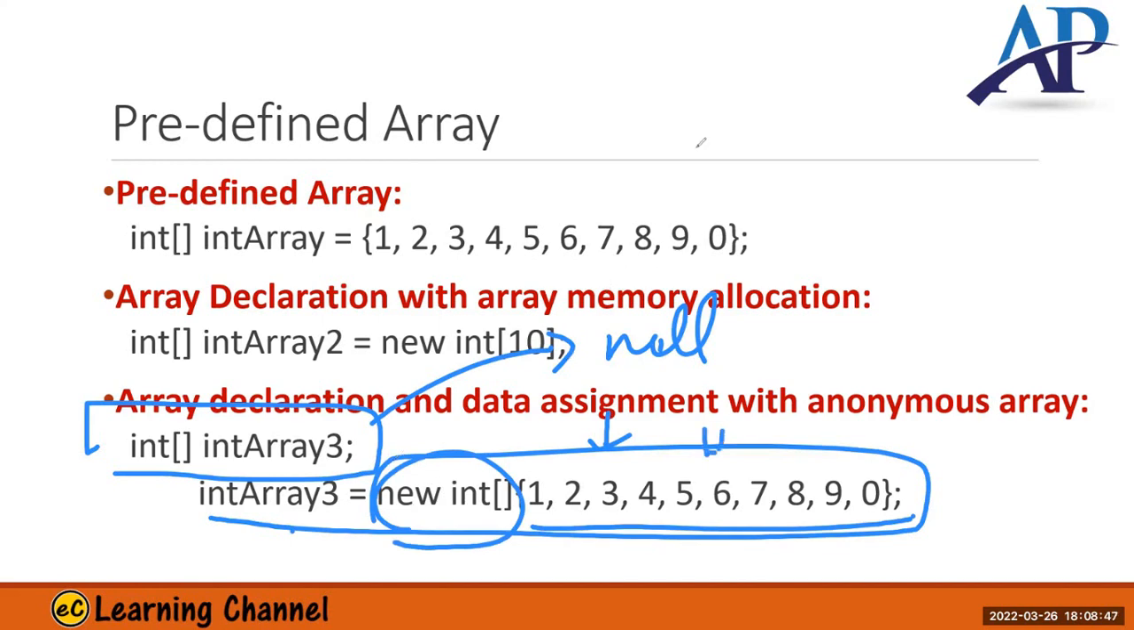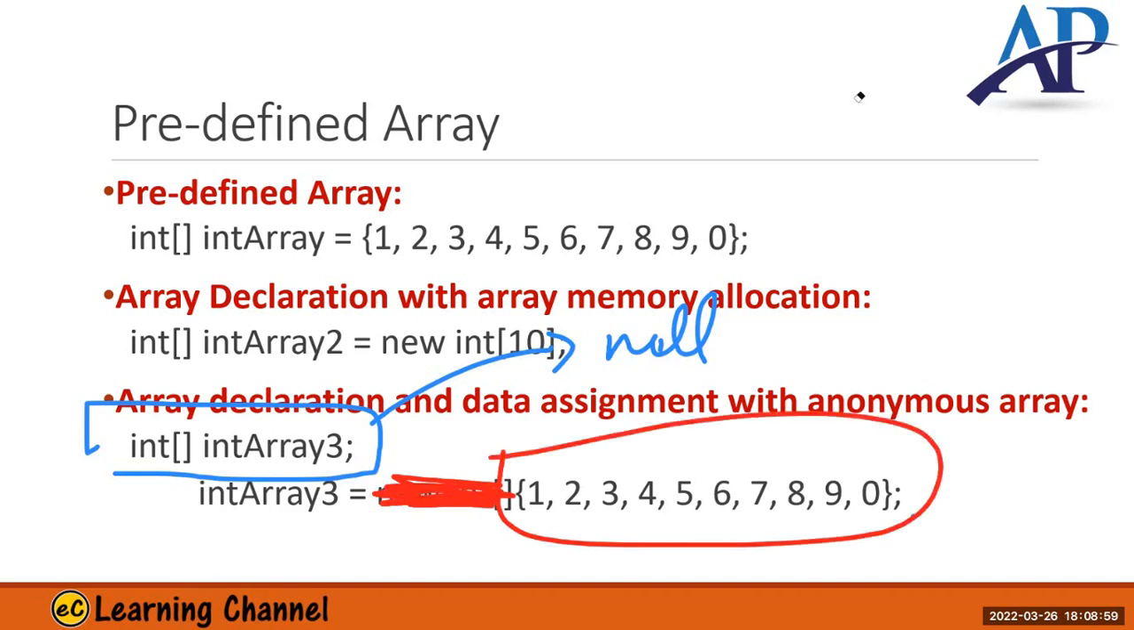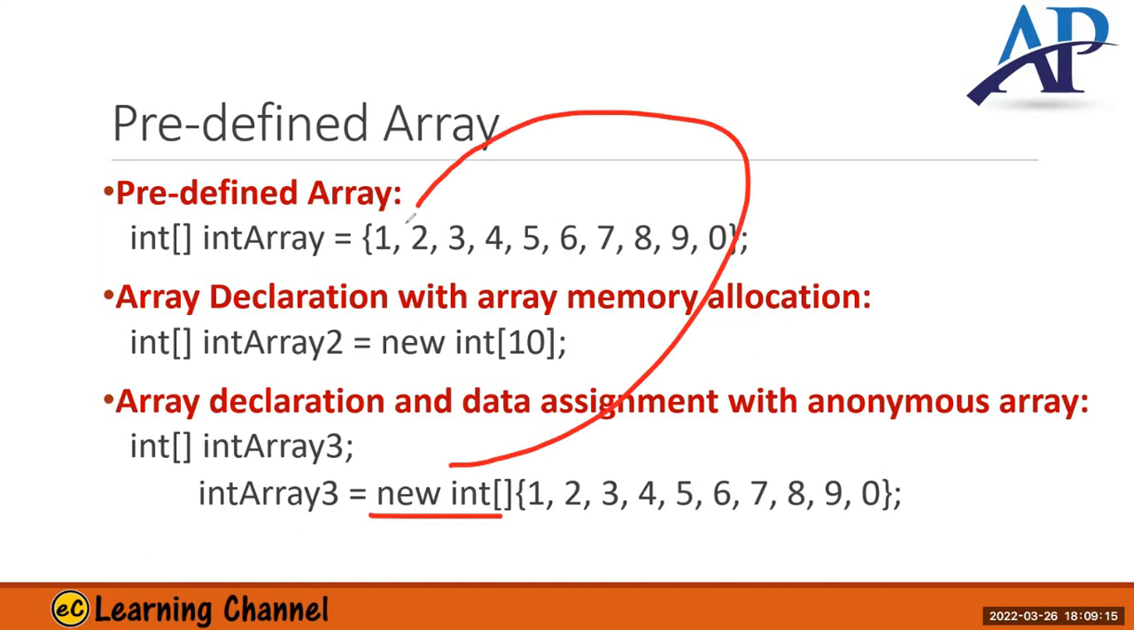You cannot do this, okay? You cannot assign only this portion, only the brackets like this. No, this is not okay. If you assign new anonymous data to an array, you cannot do it without new integer, okay? So new integer is not needed only when you declare the array and also assign the data right away to it, okay? So these are some definitions of array.